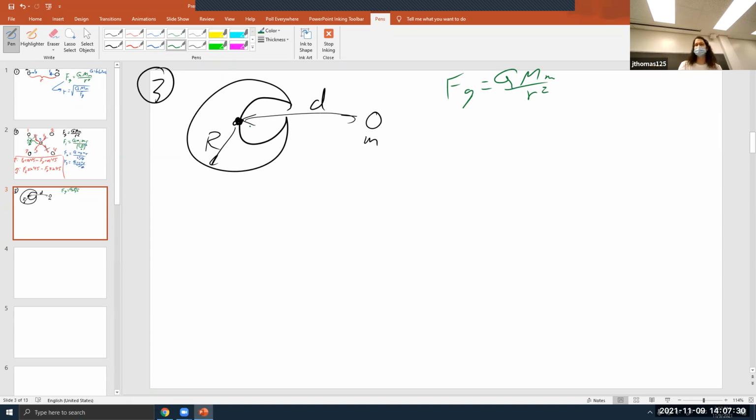But what we could do is find the force of gravity due to the entire thing and then subtract it out. So that's what we're going to do. Our total force of gravity will be equal to the force of gravity due to the sphere minus the force of gravity that we lost when we cut out that chunk.